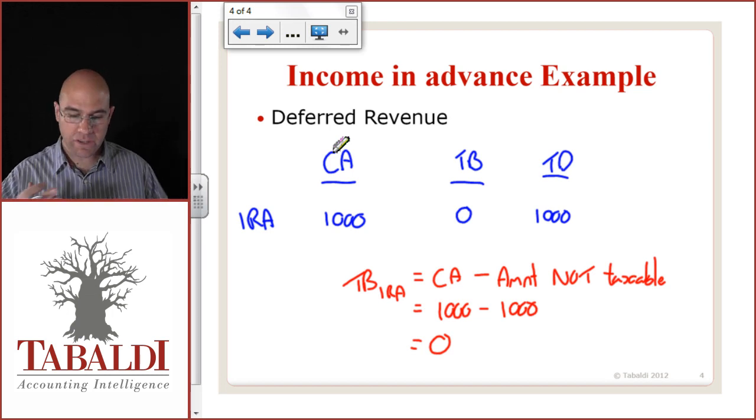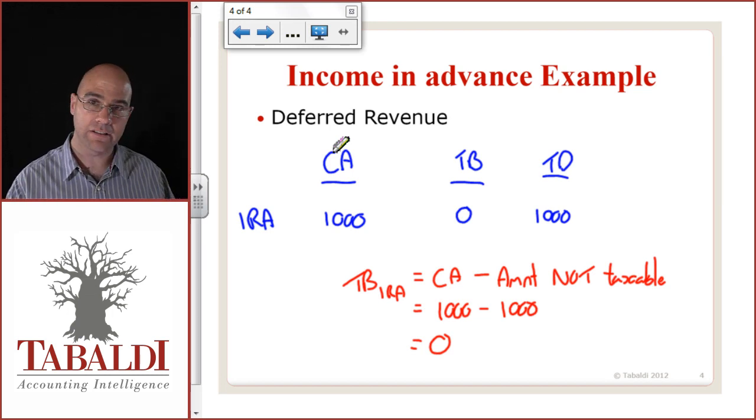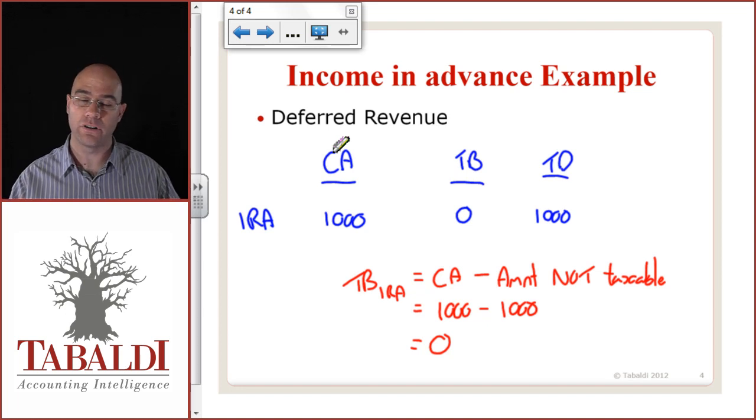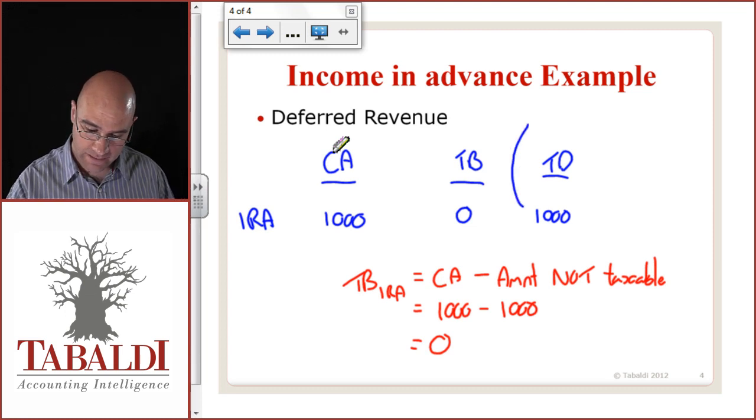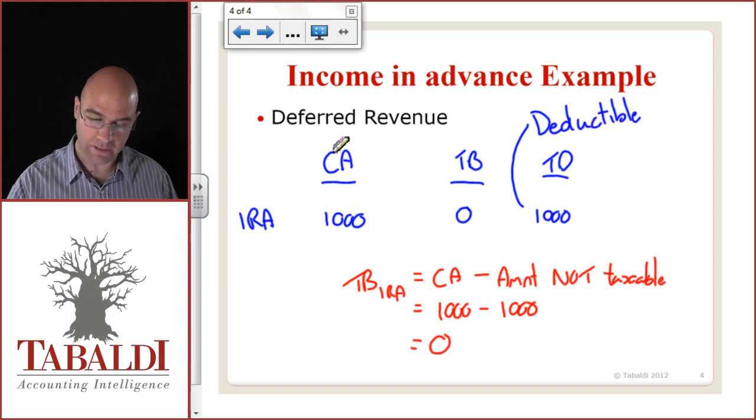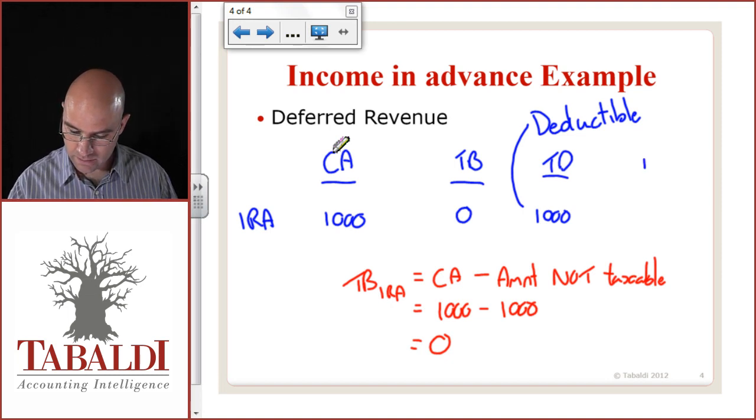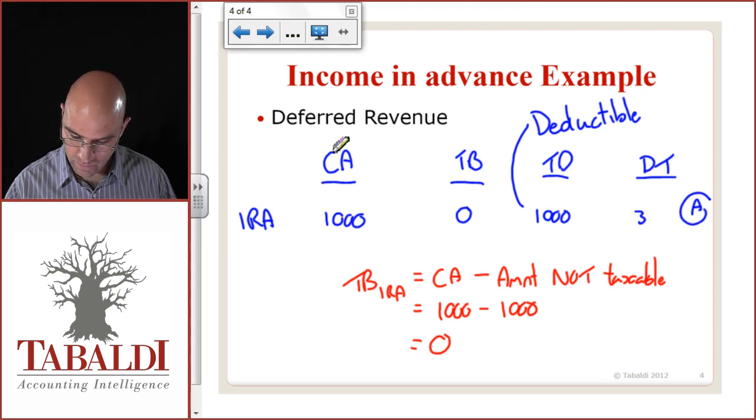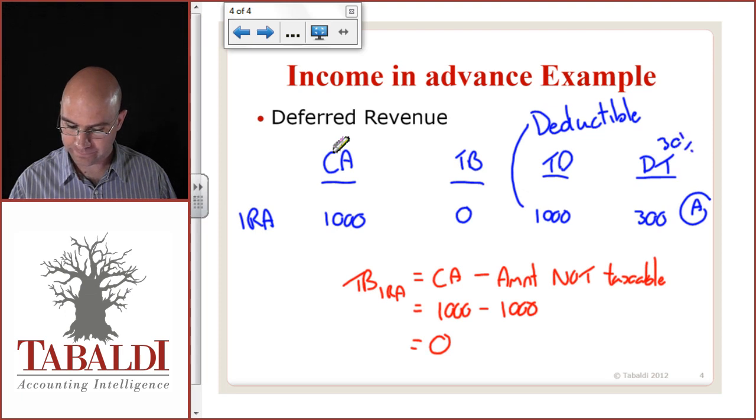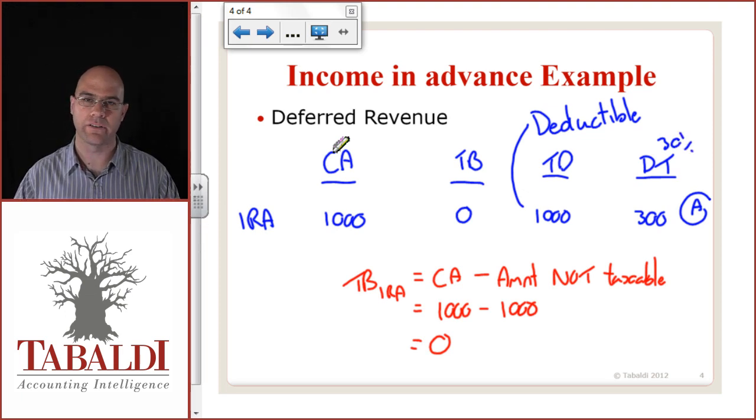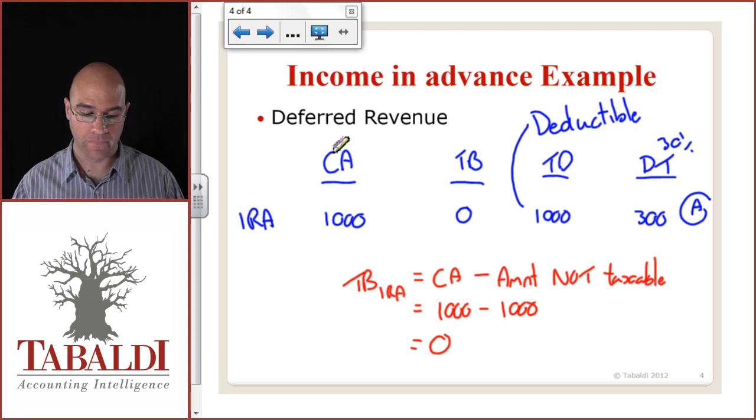How would this reverse out in my tax computation in the future? I would have added the 1,000 into my income received in advance in the current year when I received that money, so I've increased taxable income in the current year. Therefore, when that reverses out in the future, I will have a reduction in future taxable income. It will be the same as a tax deduction. So it will be a deductible temporary difference in the future, resulting in a deferred tax asset because it will be a future tax saving. Once again, let's assume we're working with 30% here. That means I have a future tax saving of 300 Rand, and that is conceptually sound.